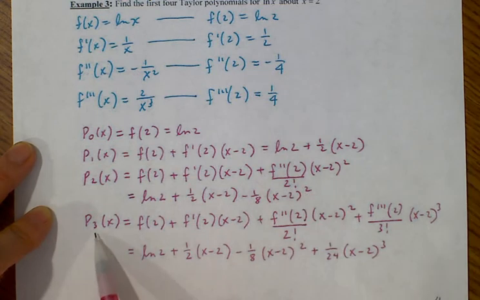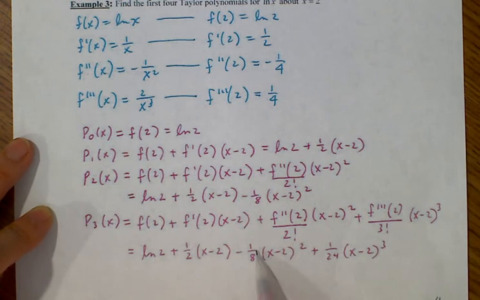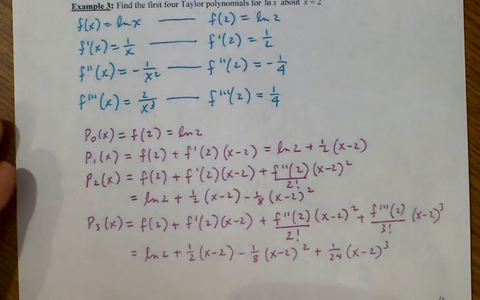And then my final one, the third order Taylor polynomial, is p sub 3 of x equal to f of 2 plus f prime of 2 times x minus 2 plus f double prime of 2 all over 2 factorial times x minus 2 squared plus f triple prime of 2 all over 3 factorial times x minus 2 cubed. Then I'll substitute the values in, and I get the natural log of 2 plus 1/2 x minus 2 minus 1/8 x minus 2 squared plus 1 over 24 x minus 2 cubed. Okay, so I'd like to show you this on the calculator.